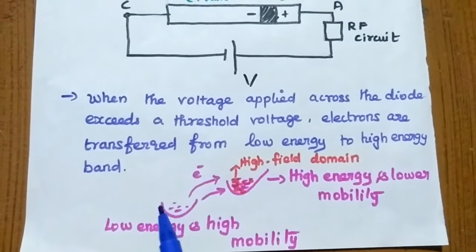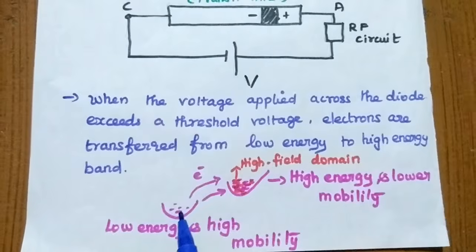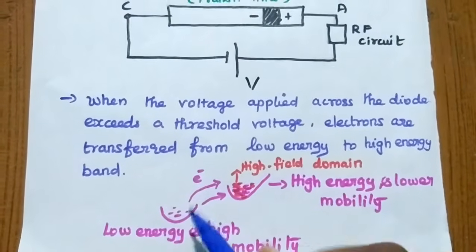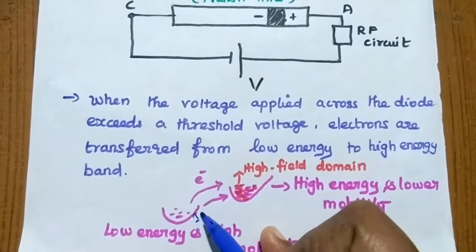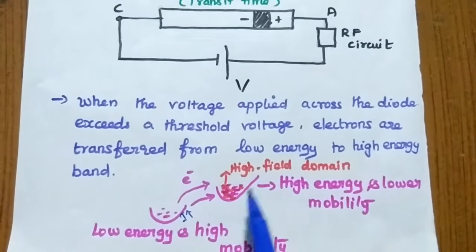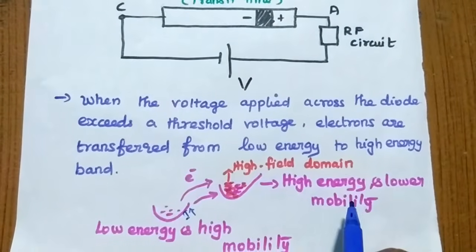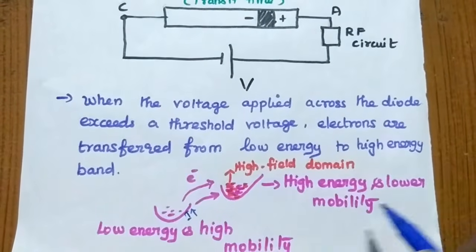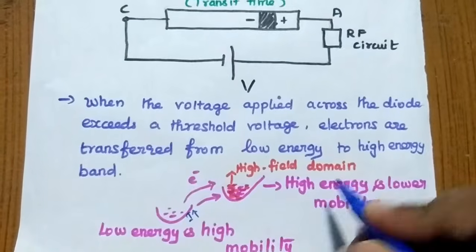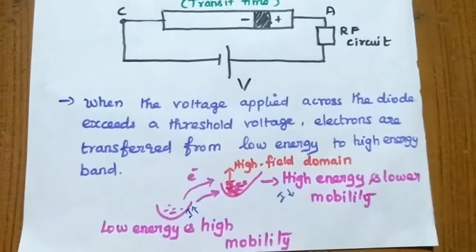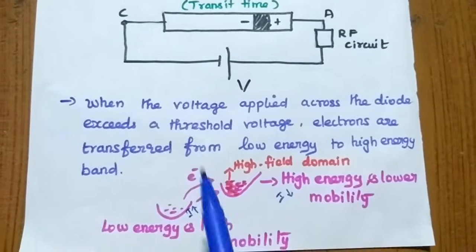So here it is the low energy and high mobility. Low energy means it has high mobility, so the current is very high. Correct. So next, high energy but its mobility is very less. Correct. So in that case, low mobility means the current value is lower. Okay. So this is the concept here.